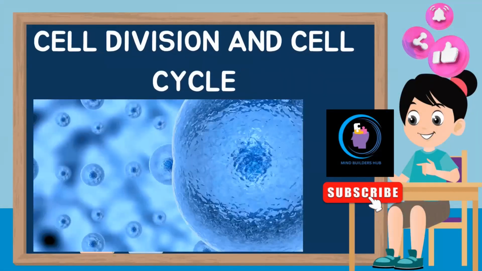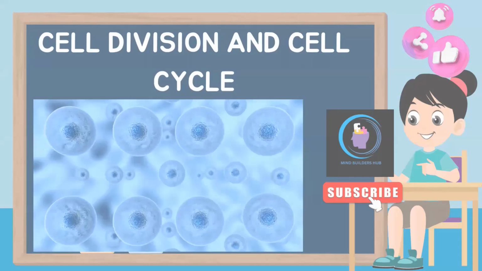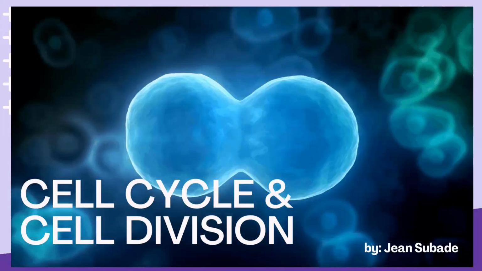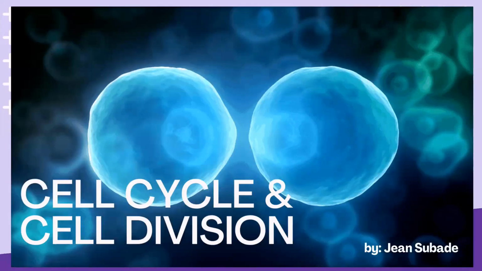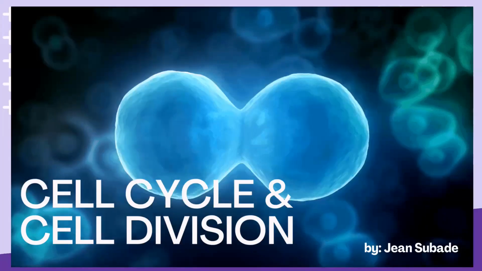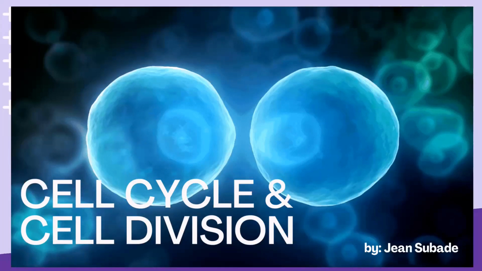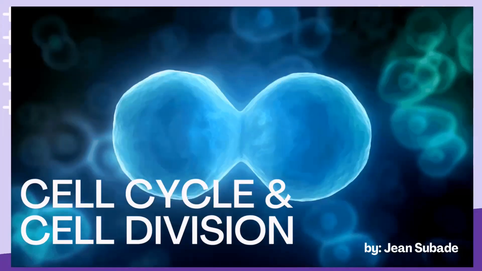And for today, we're going to discuss the cell division and cell cycle. Cell division is a fundamental biological process that plays a pivotal role in the growth, development, maintenance, and reproduction of living organisms. It is a mechanism by which a single parent cell gives rise to two or more daughter cells, and cell division is a highly regulated and precisely orchestrated process, vital for maintaining the integrity of an organism's cells and the transmission of genetic information.